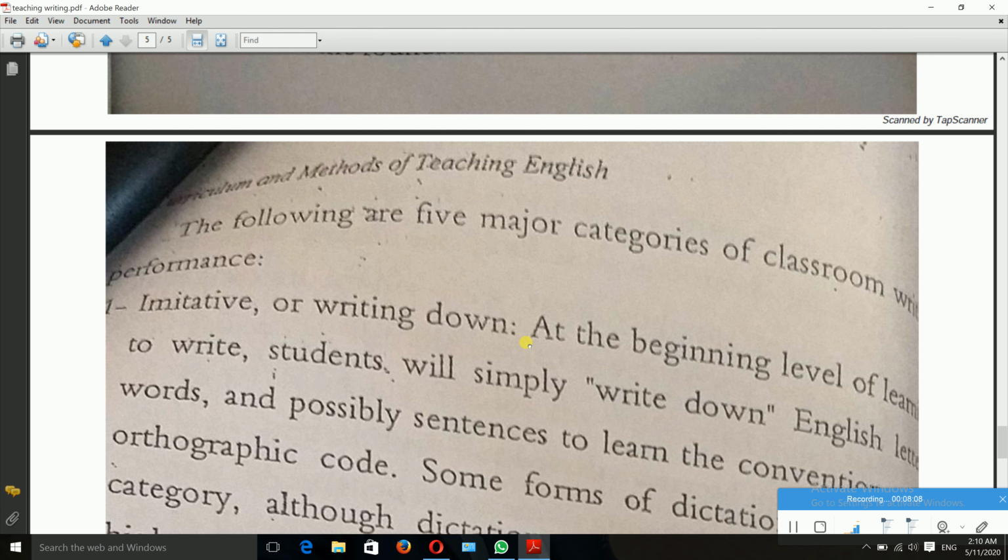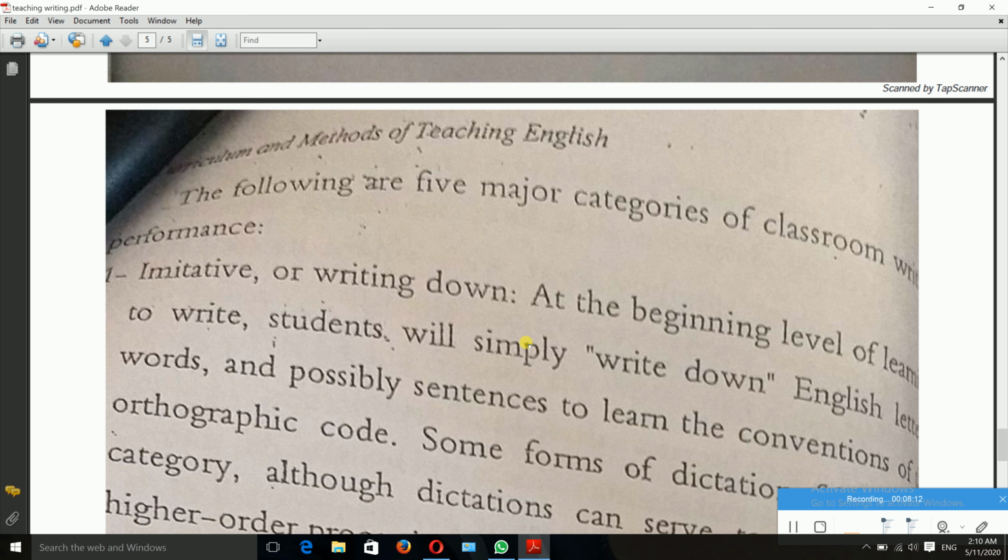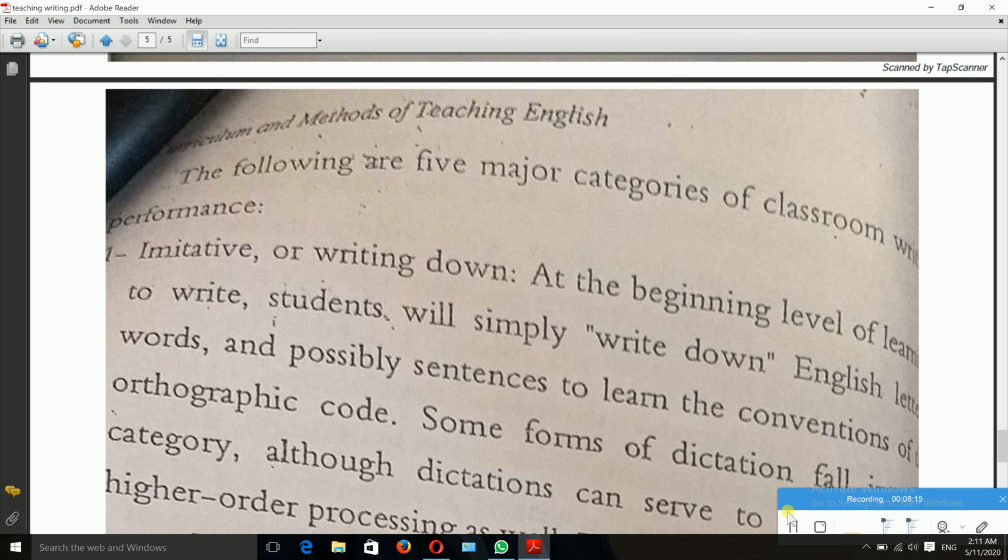The following are 5 major categories of classroom writing performance. 1. Imitative or writing down، يعني التقليد أو writing down اللي هو الكتابة والتدوين. At the beginning level of learning to write, students will simply write down English letters, words, and possibly sentences to learn the conventions of the orthographic code. Orthographic code اللي هو الكتابة.